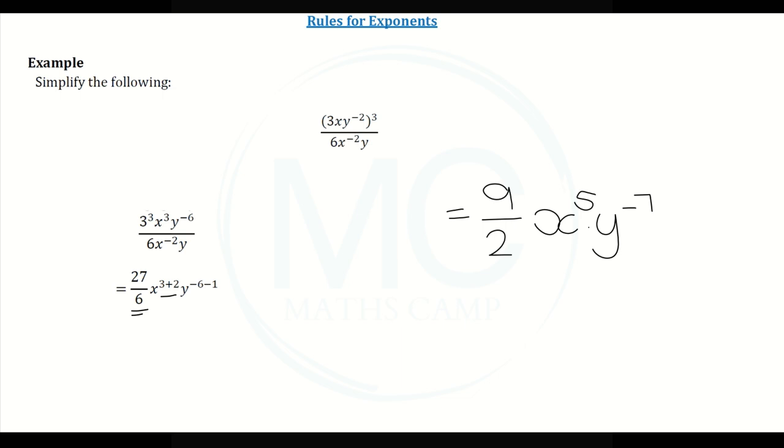Finally, we want to move this y over here and make our exponent positive. So in the numerator of the fraction, we have 9. In the denominator, we have 2. x has an exponent of positive 5, so we can leave this up here. So we say x to the 5. y has an exponent of negative 7. So we're going to put it into the denominator, and we make our exponent positive.